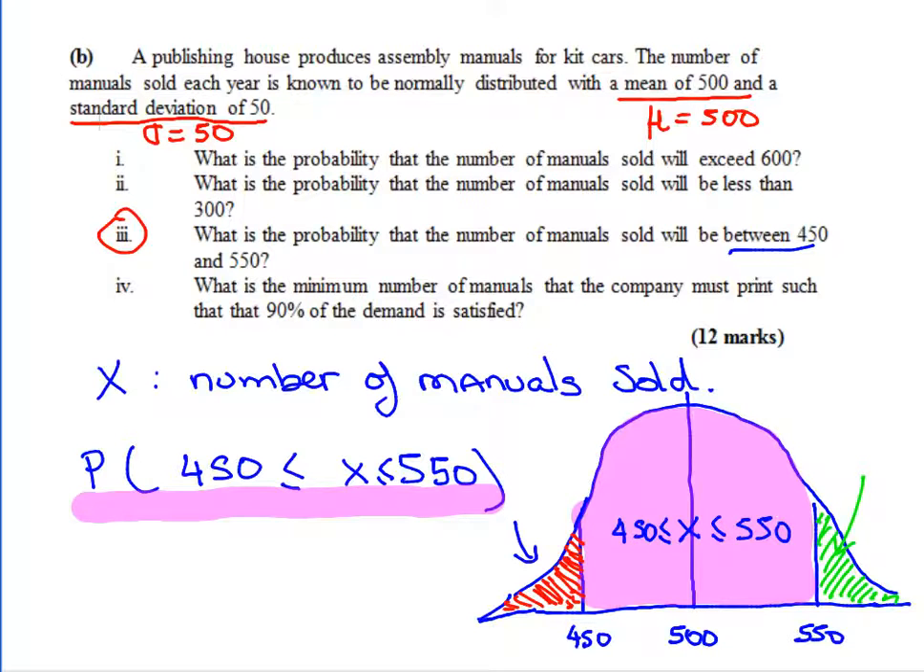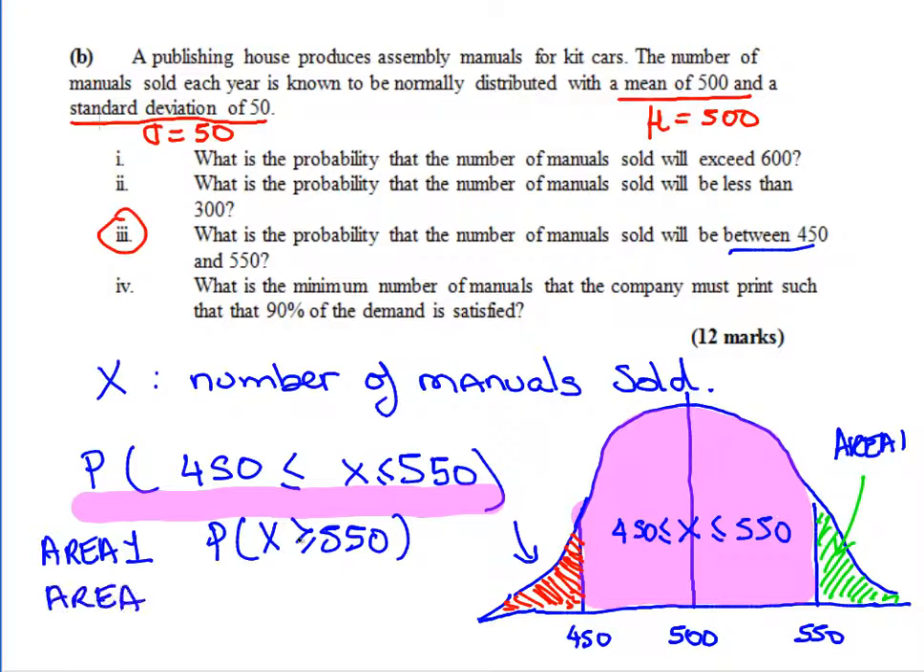So the green area, I'll call this area 1. Area 1 is the probability of x being greater than 550, and area 2, this region down here, is the probability of x being less than 450. So if we find out the difference, we'll be able to solve the problem pretty quickly.